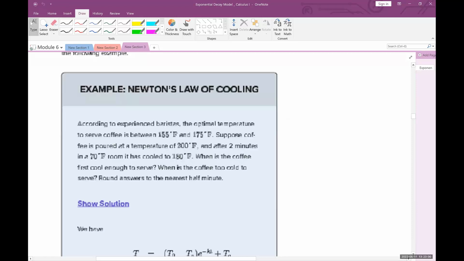Okay. So suppose coffee is poured at a temperature of 200 degrees Fahrenheit, and after 2 minutes in a 70 degree room, it has cooled to 180 degrees. When is the coffee first cool enough to serve, and when is the coffee too cold to serve?